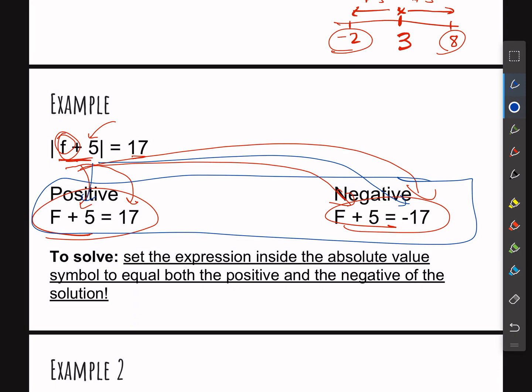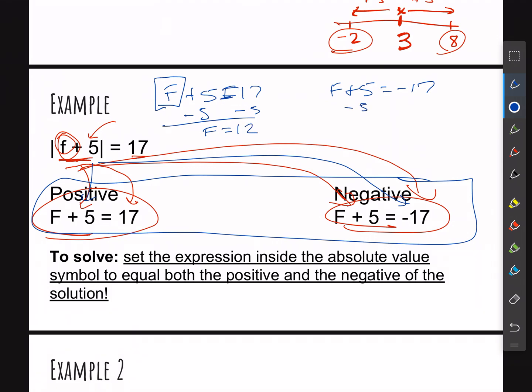All right, so once I've done that, now I can solve both of these to figure out the possibilities for f. So I could say, okay, f plus 5 is equal to 17. And then I could also say that f plus 5 is equal to negative 17. And then I could solve both of these. So I want to get this by itself. I'm going to subtract 5. If I do that, I get f is equal to 12. And then here, if I subtract 5 from both sides, I get f is equal to 22.